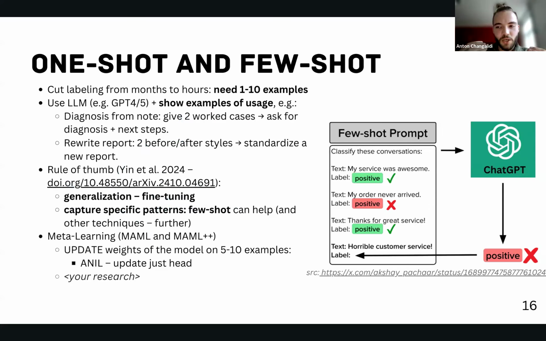if you want the model to do more generalized things, not just act according to instructions but think a lot, then it's better to fine-tune the model. But if you want the model to capture specific patterns, it's better to use this approach, and it works quite well.